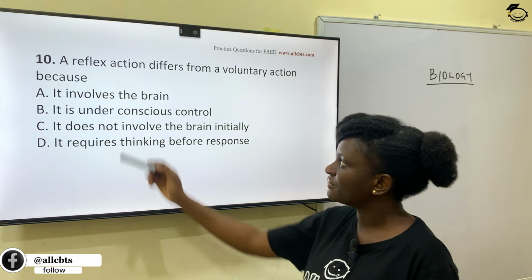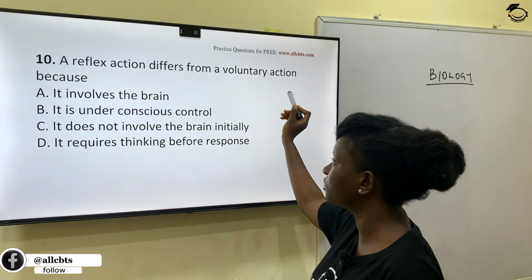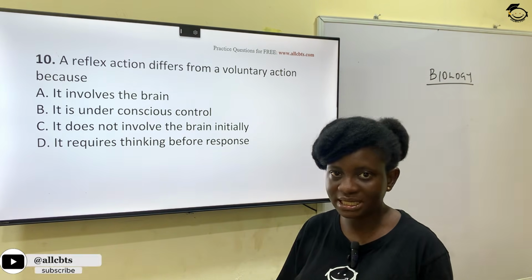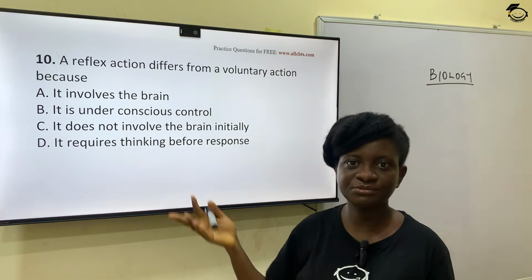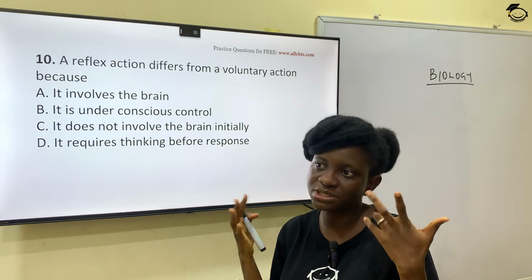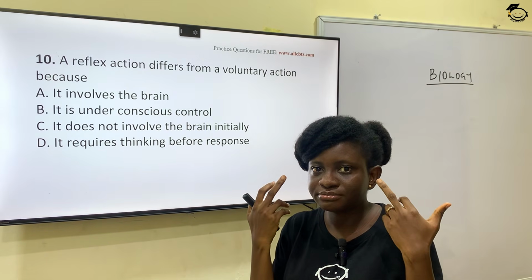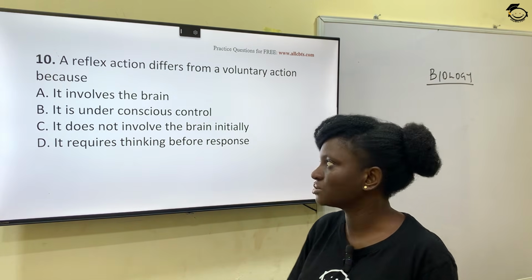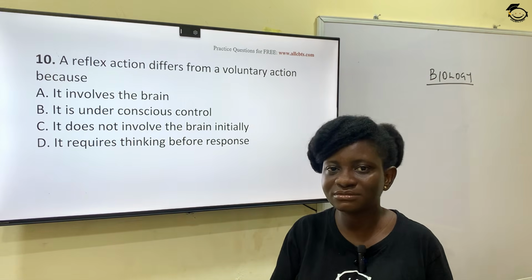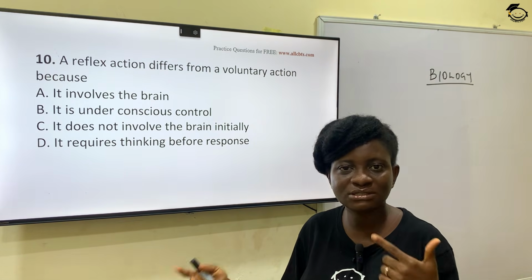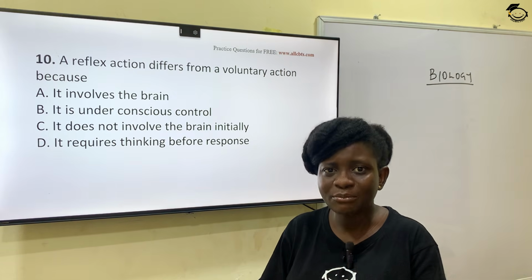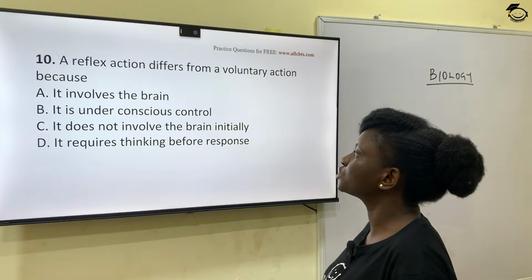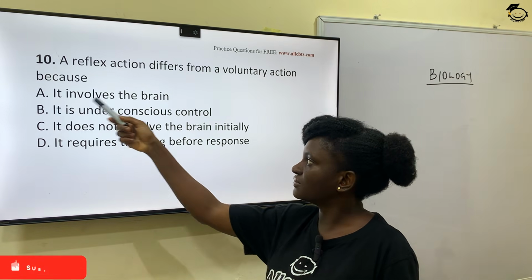Question 10. A reflex action differs from a voluntary action because, so reflex action is involuntary, it is not planned, while a voluntary action, you think of it, it involves the brain first. But for reflex action, you are not thinking of it. It's just nerve impulses from the spinal cord, something happened, then your brain processes it, and it happens within seconds.